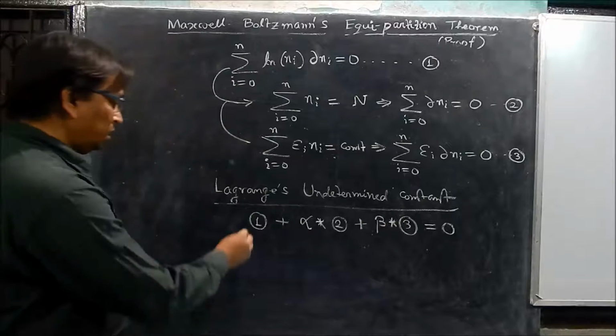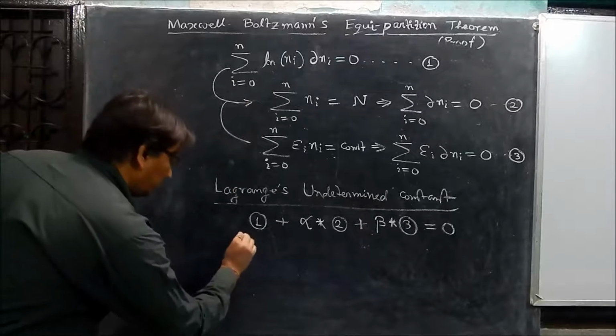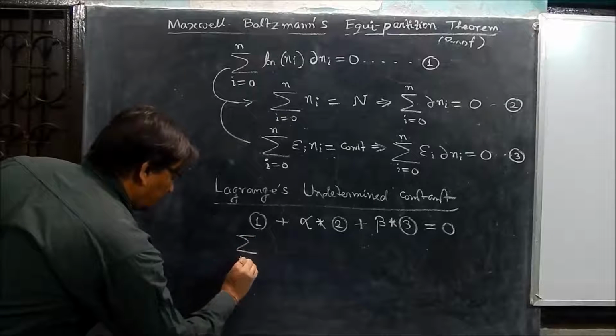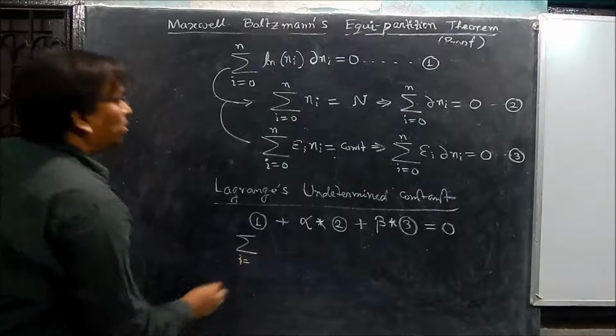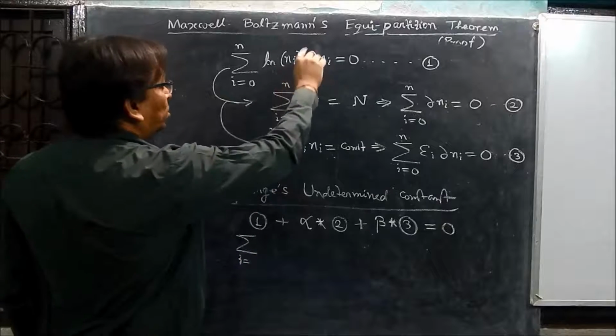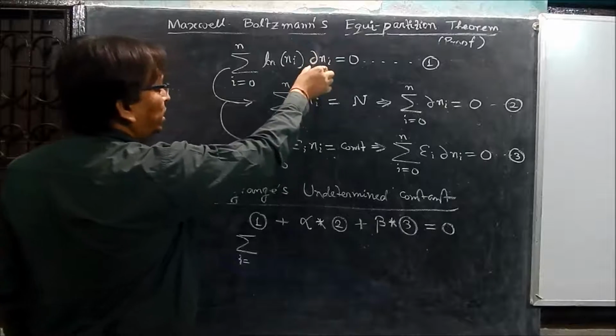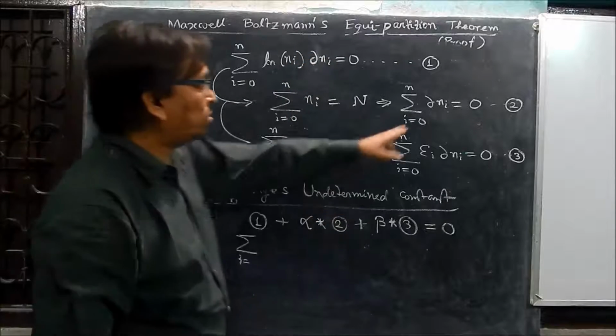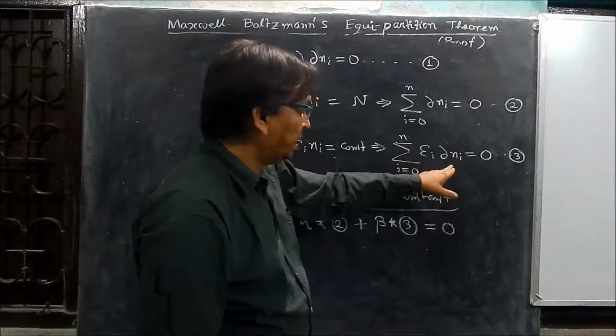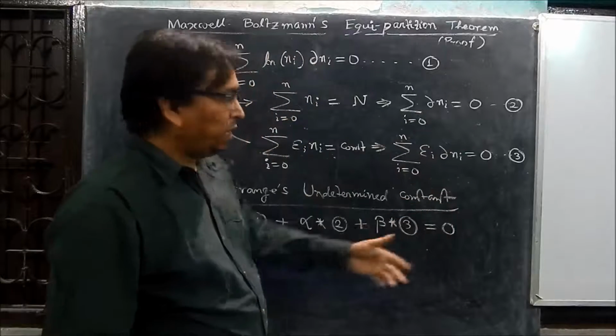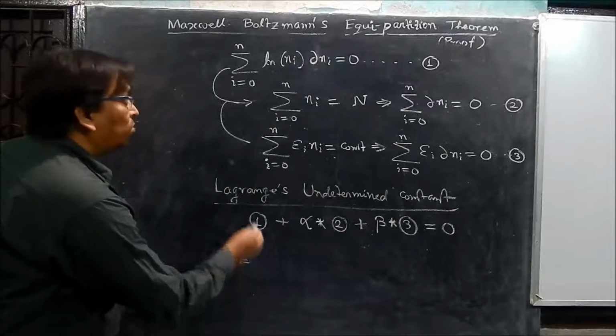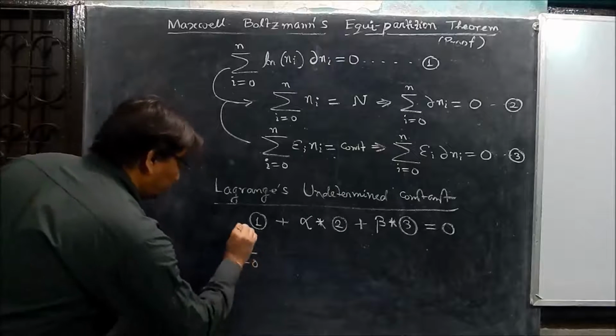So for that reason, if we take the first equation, this will be the summation over i equal to... now you see, all these contain del ni. So these also contain del ni, these also contain del ni. So keeping this del ni outside, we can just multiply and sum over i equal to 0 to n.